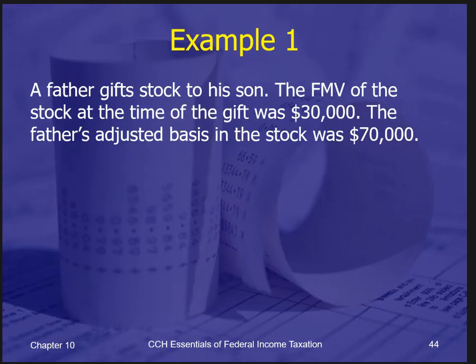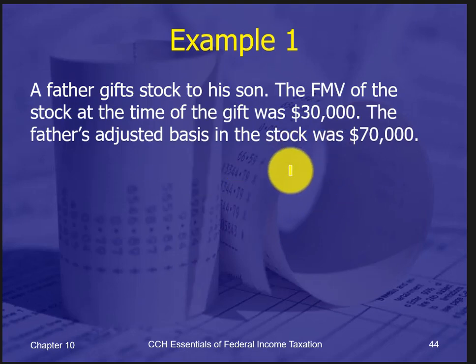Example, a father gifts stock to his son. Fair market value at the time of the gift was $30,000. Adjusted basis was $70,000. So first of all, this should never happen. If they come and ask you for help with taxes, you tell them to sell this stock, recognize the loss, then give the gift to the son. Don't give it in this way. Okay, just bad form, doesn't help anybody.